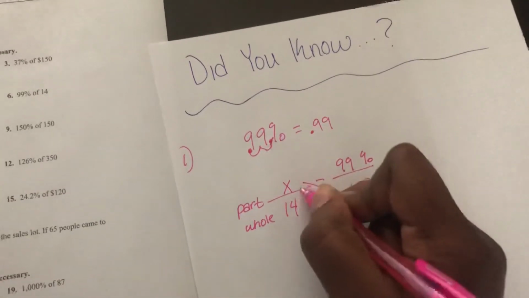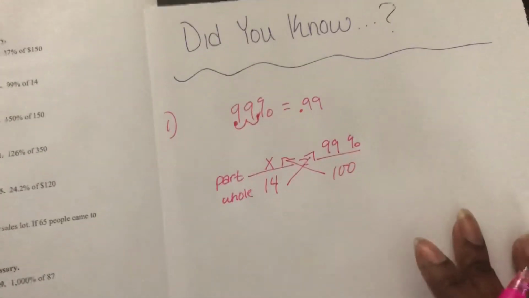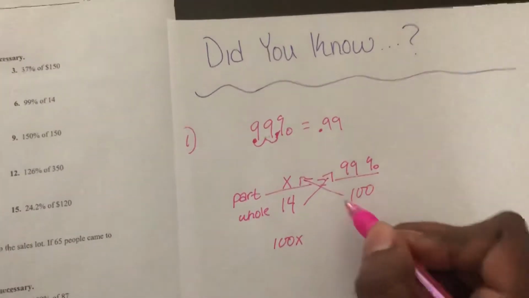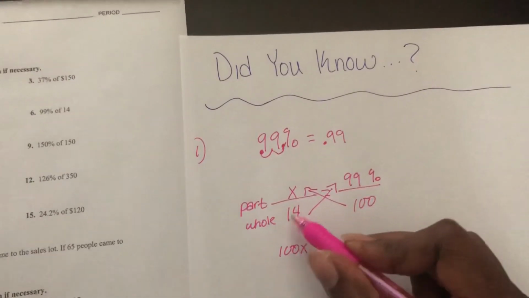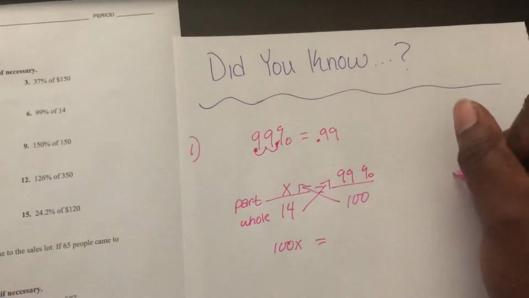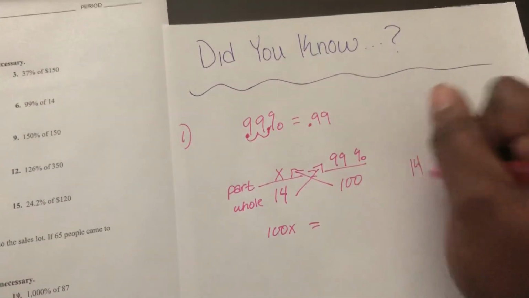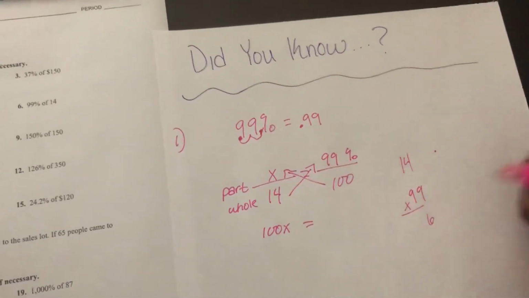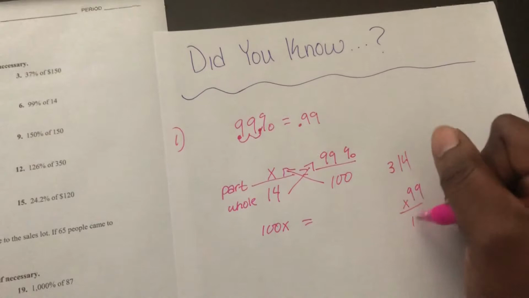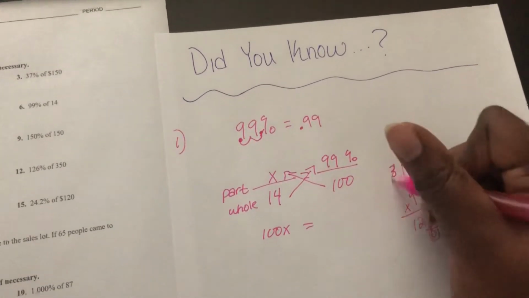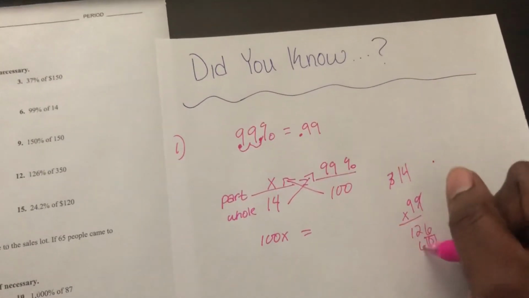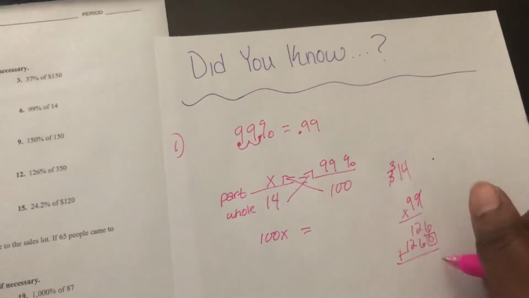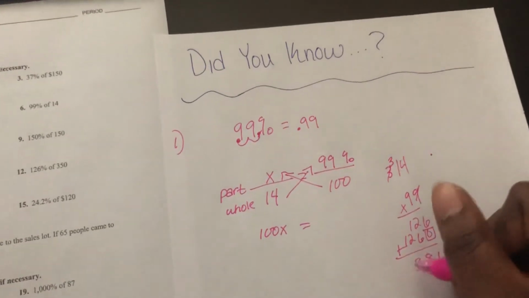All right, so we're already familiar with the whole cross multiply thing. Whenever we do, we get 100x for this one, and we do 14 times 99. So I'm going to do that right over here. So that's 36, that's 12. Here's our placeholder. And that's 36 again, and that's 12 again. So we add.